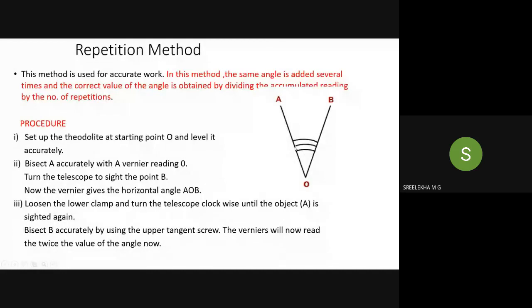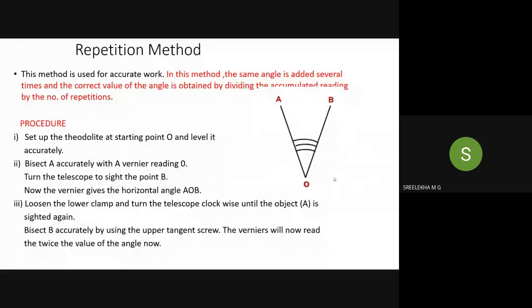So what is the angle at the point A? You are setting it as 0. Then you are rotating the telescope to the point B and noting the vernier readings. You take the mean of the two verniers so as to make the angle error free. At this point you get the angle between A and B a single time. It will be the angle AOB itself.